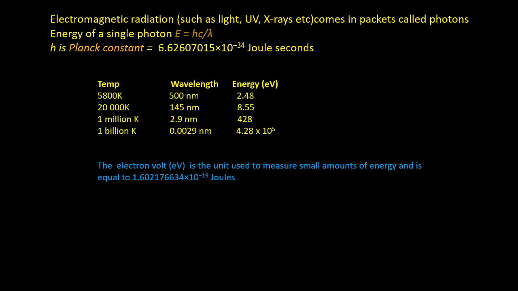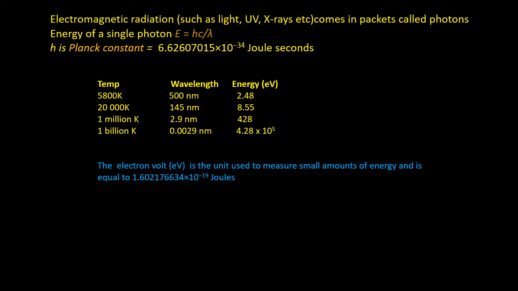Now, if we put the temperatures and wavelengths in from the previous slide, we see that on the surface of the sun, wavelength 500 nanometers, the energy of a photon is 2.48. Now these numbers are in electron volts. An electron volt is 1.6 times 10 to the minus 19 joules. Incredibly small number because we're dealing with incredibly small things here.